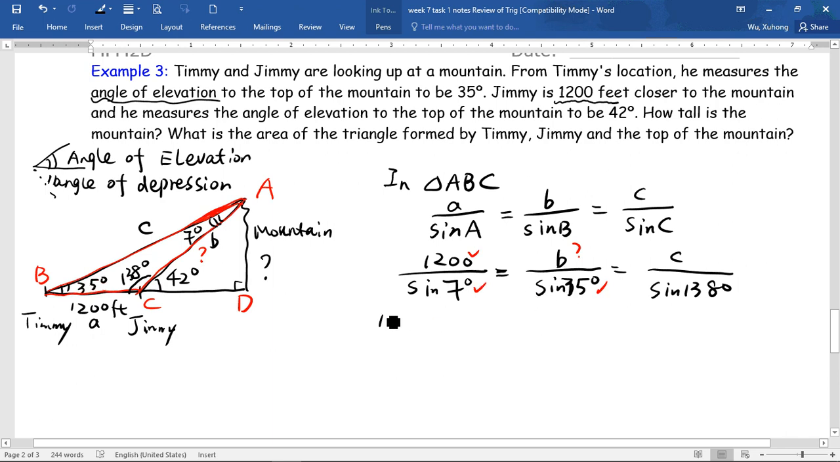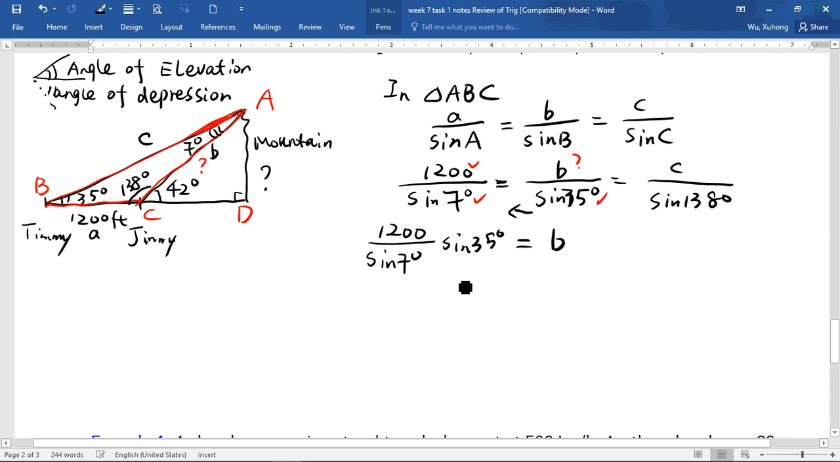It's just multiply. Move it to the other side, do the opposite operation. It's 1,200 over sine 7 times sine 35 equals B. If you use your calculator, you are going to find B equals 5,647.8 feet. Okay.